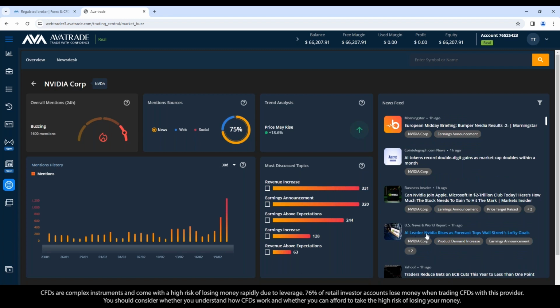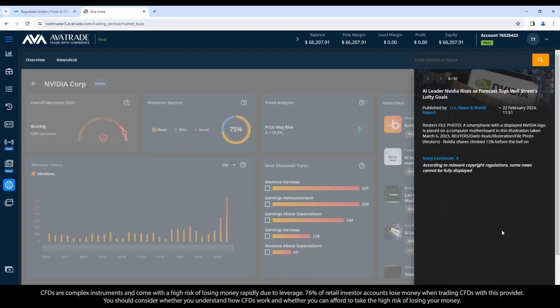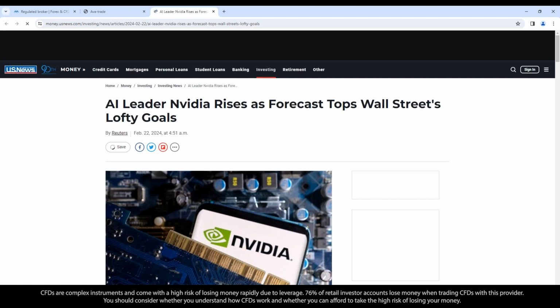And you can see it, AI leader NVIDIA rises as forecast tops Wall Street, okay? That's what I said starting out, that their numbers beat the expectation. You can see the synopsis here, or you can read the whole article. Click the link and it loads the whole article. AI leader NVIDIA rises as forecast tops Wall Street's lofty goals.